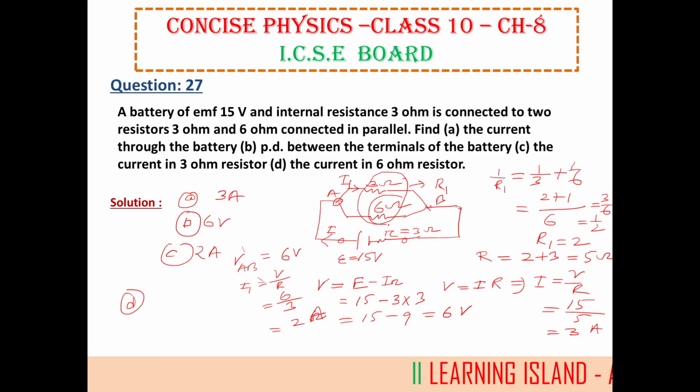For the 6 ohm resistors you can find it out in the same way. If the current in the 6 ohm resistors is I2, you can apply I2 equal to V by R, that is 6 by 6 equal to 1 ampere. So all the answers have been done.